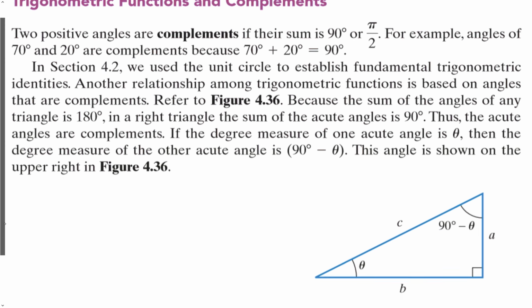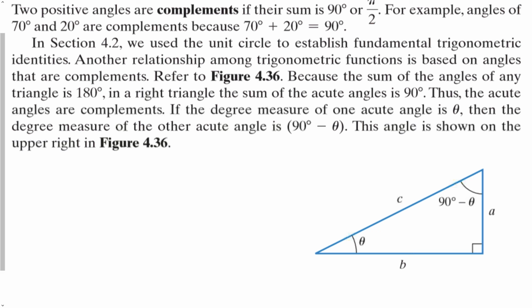So in the last section, we used the unit circle to establish fundamental trig identities. Another relationship, remember that, is that the sine was equal to 1 over the secant, and the tangent was equal to the sine over the cosine, right? Those are the fundamental relationships, fundamental identities. So another relationship that we can use is based on angles that are complements, okay?